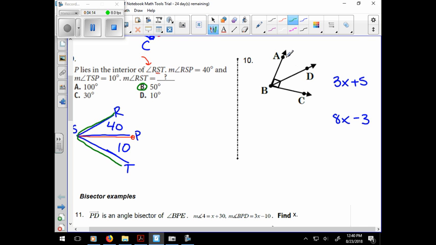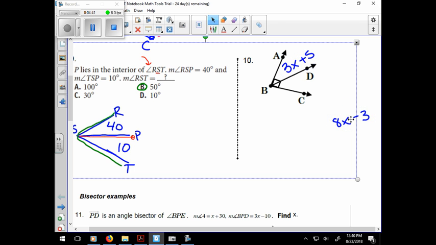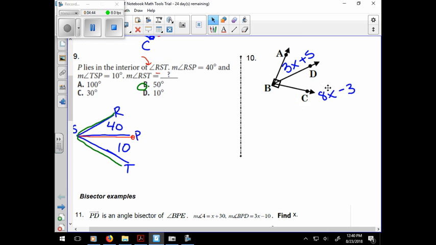Okay, now D is in the interior of ABC. They didn't come out and tell us what the whole big thing was, but this should tell you. We've already done things like this before. So if this was ABD and 8x minus 3 went in here, you would add them to 90. So 3x plus 5 plus 8x minus 3 equals 90, and you would solve.